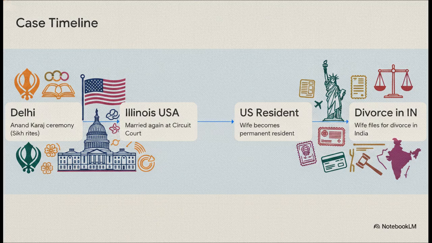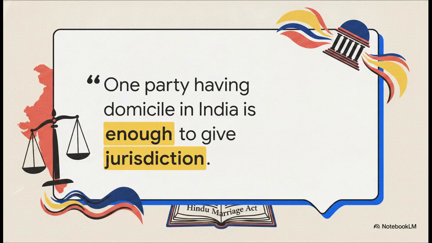Step 4. She applies for divorce and child custody back in India under Section 13 of the Hindu Marriage Act. The husband naturally argued that since they lived in the U.S. and she was a U.S. permanent resident, well, Indian courts shouldn't have jurisdiction. But the Delhi High Court delivered this definitive ruling.